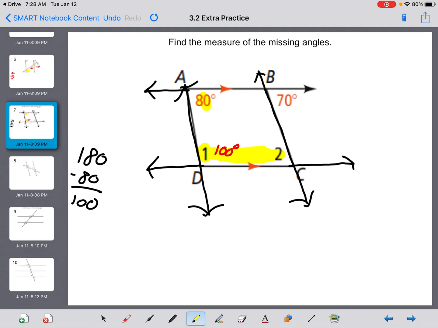And angle 1 and angle 2 are same side interior, which means angle 2 is going to be 80 degrees. Actually, we need to take another look at that. 70 and angle 2 are alternate interior. Angle 2 is 70 degrees. Remember, you're using two different transversals, that's why.